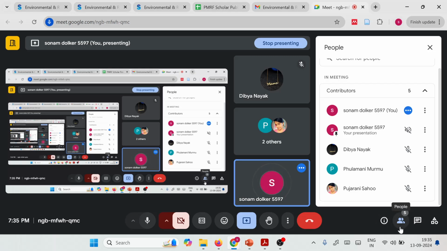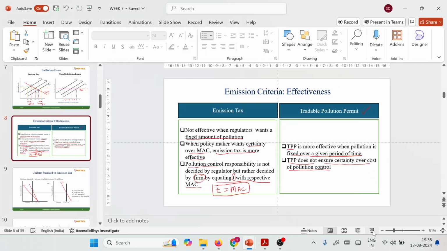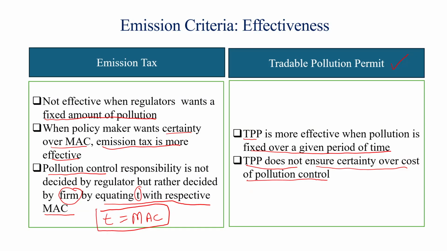Any question, Divya? Okay, now I will move towards the next part. I'm hoping that there is no question till now.